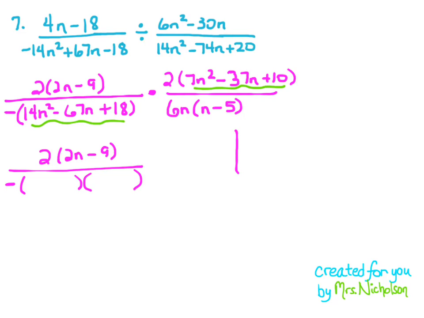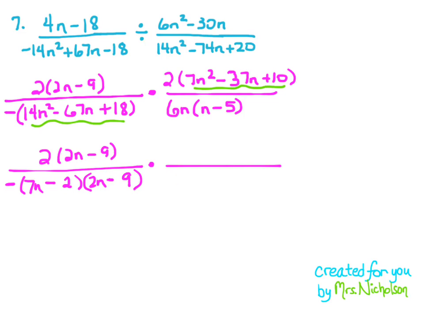So 14n, whoops, sorry, I was trying to move my screen. 7n and 2n, I'll try that, and then 18. Let's see, if I put a 9 here, I get 7 times 9 is 63, and 2 times 2 is 4, and 63 and 4 does give me 67. I need them both to be negative so that the 18 is positive and my 67 is negative.